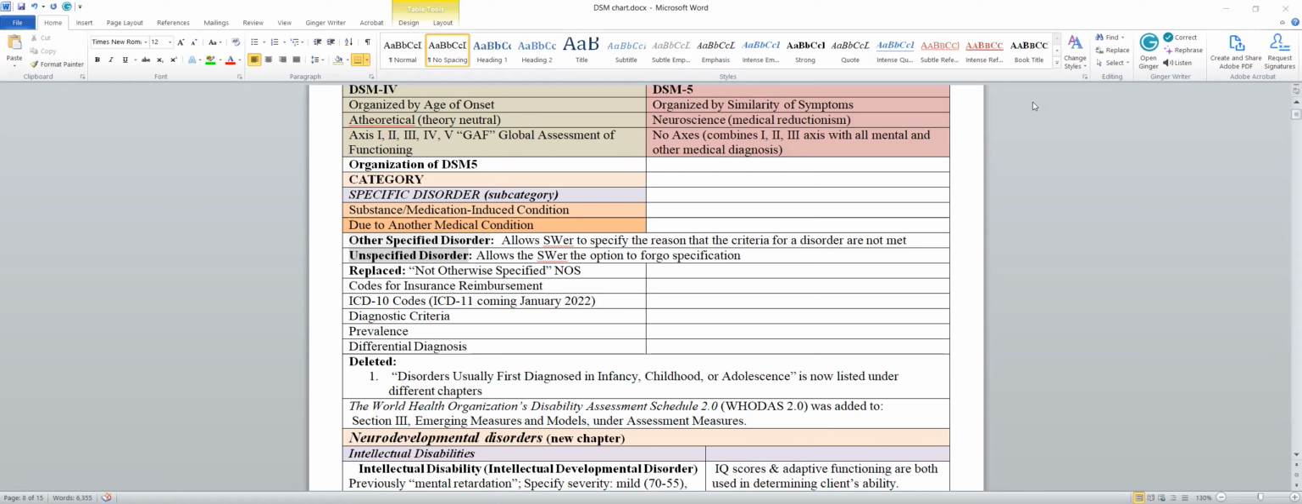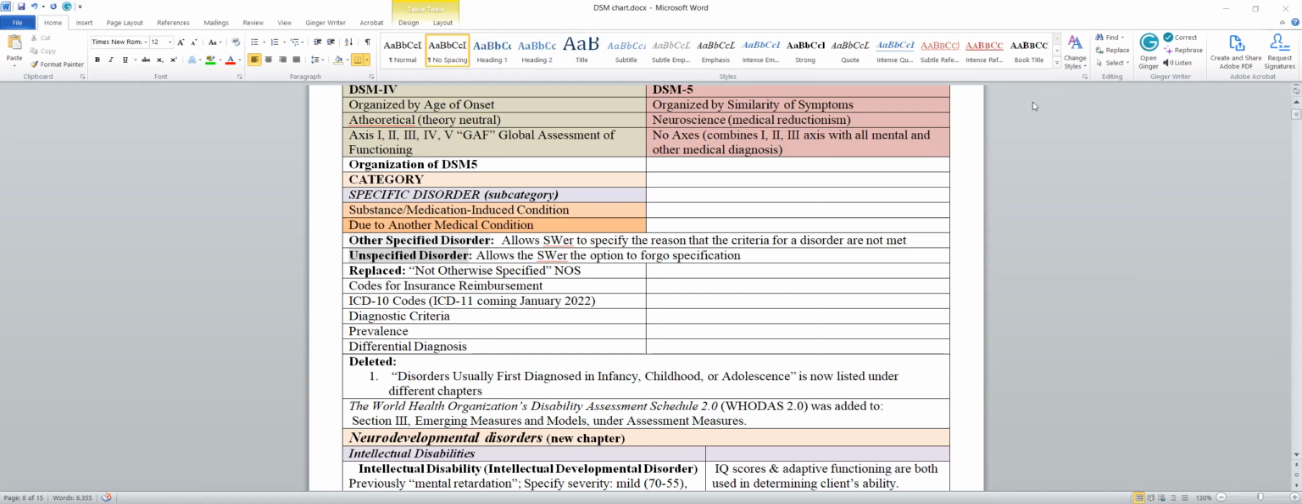Other things that the DSM-5 assists with are codes for insurance reimbursement, ICD-10 codes. The ICD-11 is on its way, expected in January of 2022. It also assists with diagnostic criteria, prevalence, and differential diagnoses.